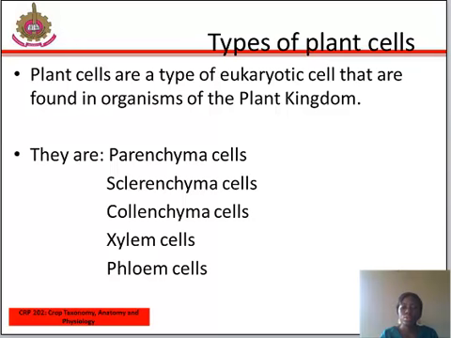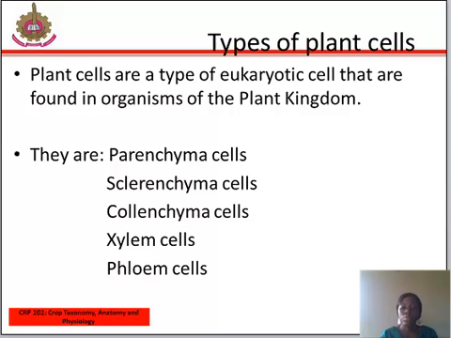2. We have the sclerenchyma cells, which are hard and tough cells with a function in mechanical support for plants. There are two broad types: the sclereids and the fibers. The sclerenchyma cells are typically dead at functional maturity.